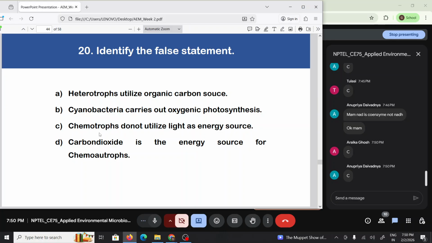And now we have the next question, which is to identify the false statement. We just have a few questions to go. We'll see them one by one. This part is going to be about microbial nutrition. We are going to see a few questions on microbial nutrition.